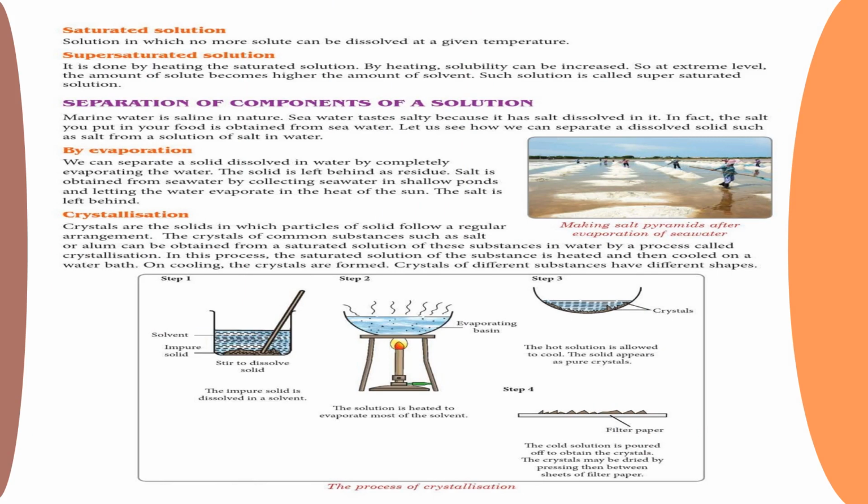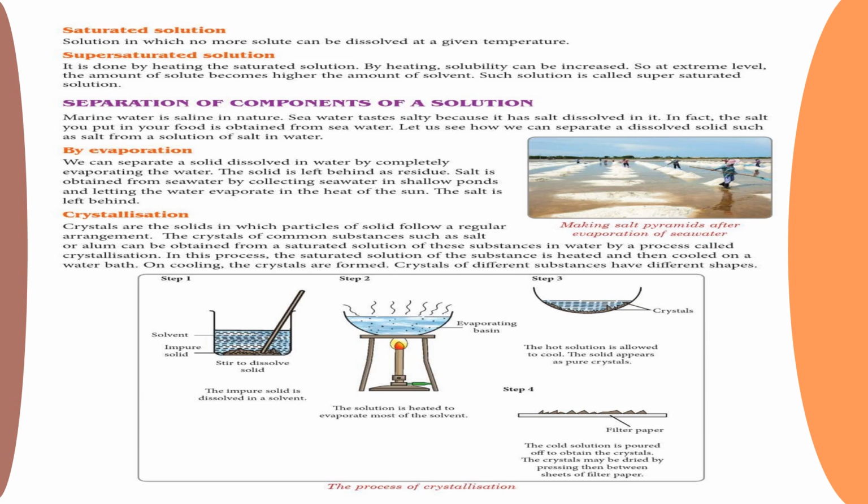Saturated solution is a solution in which no more solute can be dissolved at a given temperature. Supersaturated solution is made by heating the saturated solution. By heating, solubility can be increased. So at an extreme level, the amount of solute becomes higher than the amount of solvent. Such a solution is called a supersaturated solution.